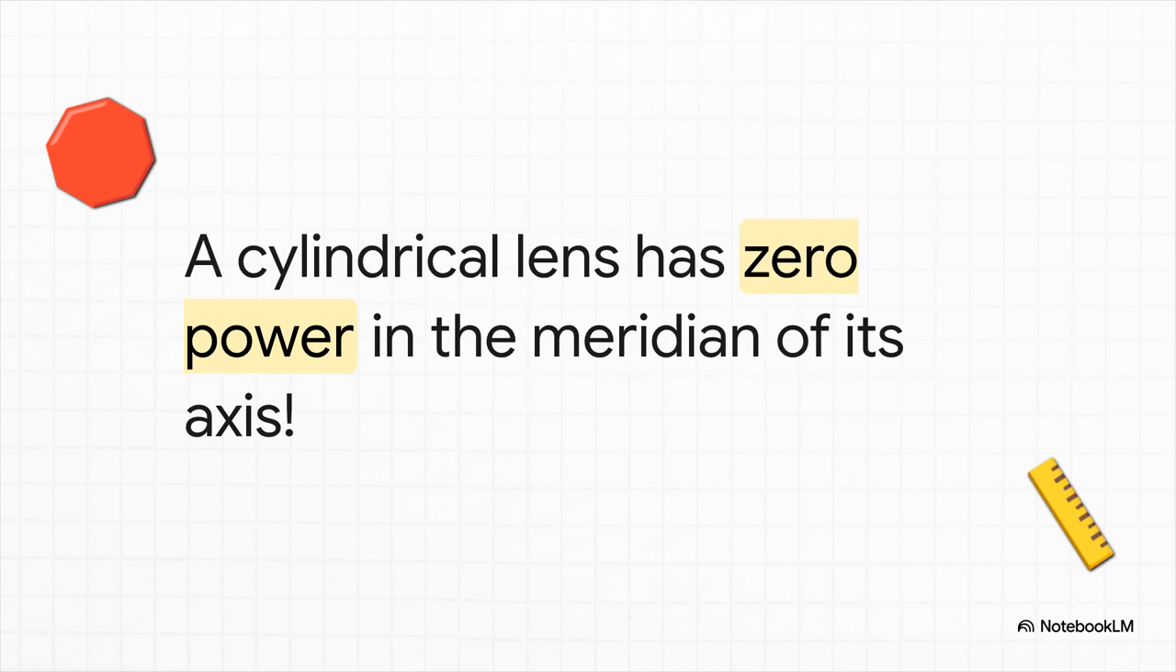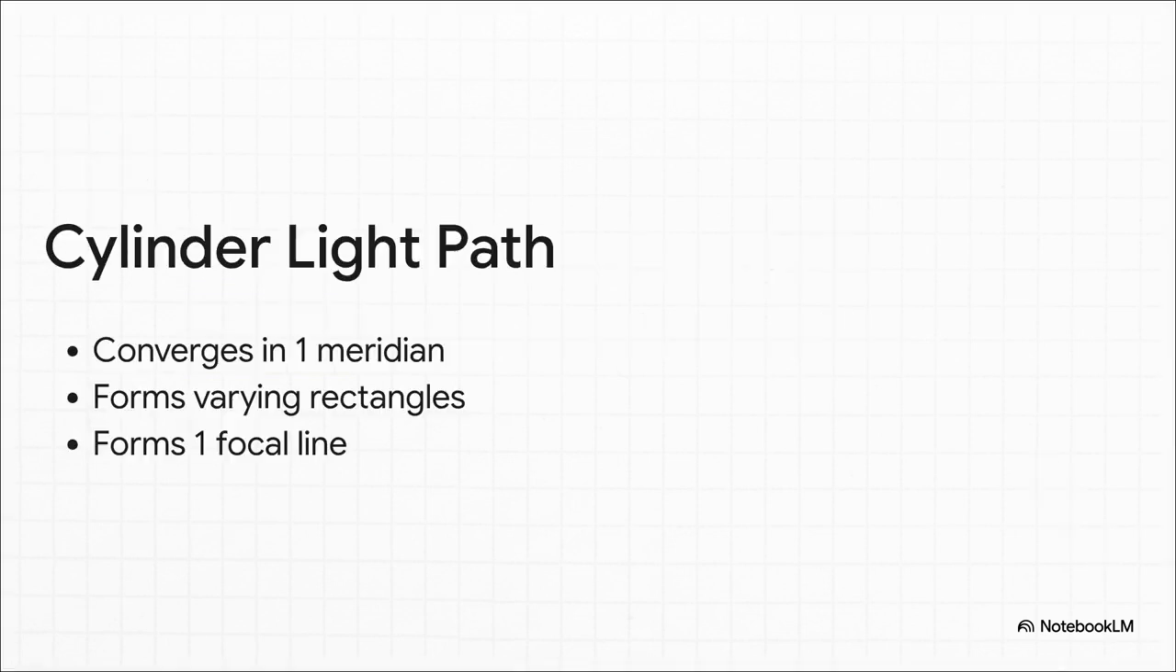None. Because power only exists in one meridian, it is physically impossible for a simple cylinder to focus parallel rays into a single sharp point. No way. It just can't happen. So what does the light actually do? Try to paint this visual picture in your mind. As parallel rays hit the cylinder, they converge in one meridian only. Instead of a cone of light narrowing down to a nice little point, the light sort of stretches out. It forms a series of rectangles. And these rectangles vary in width or height as the light travels, eventually culminating not in a point, but in a single crisp focal line.